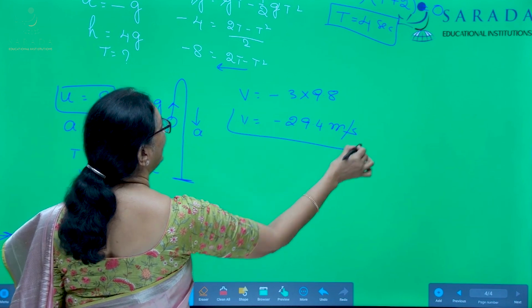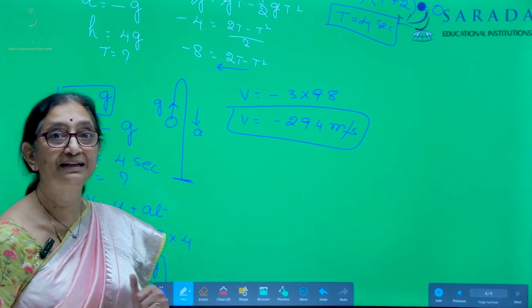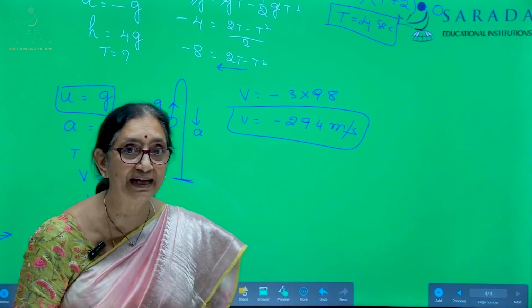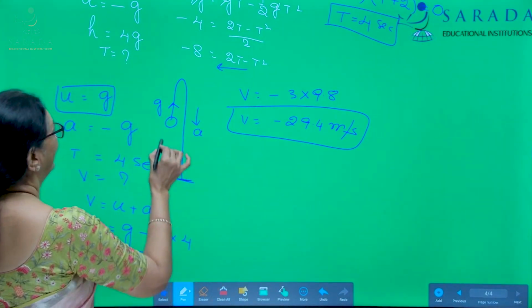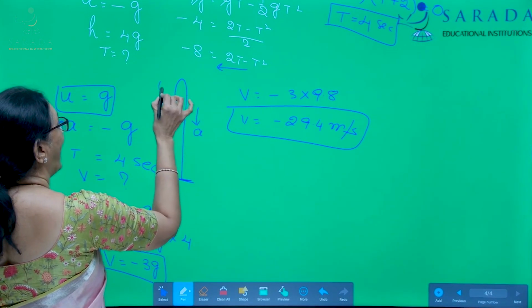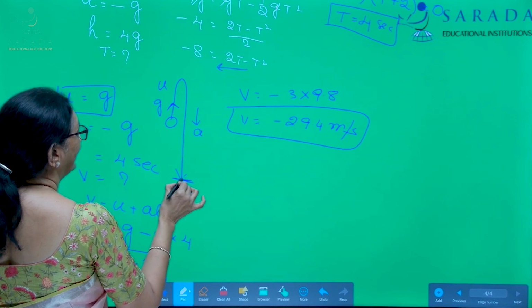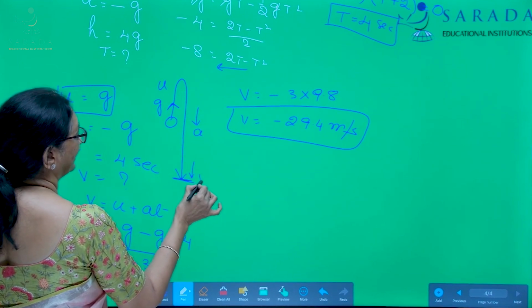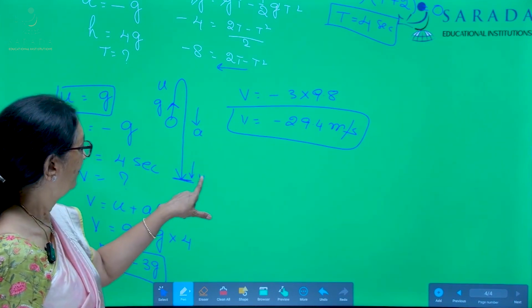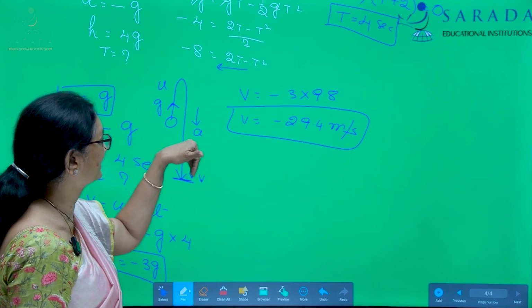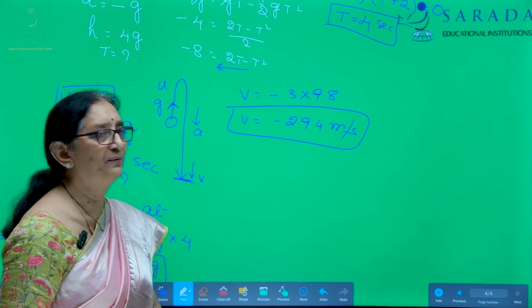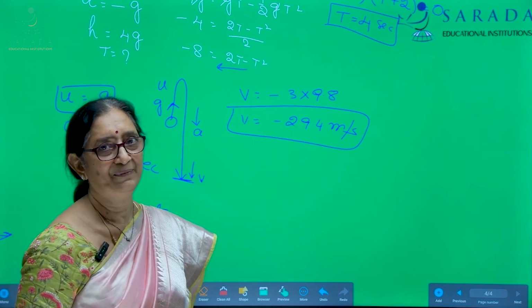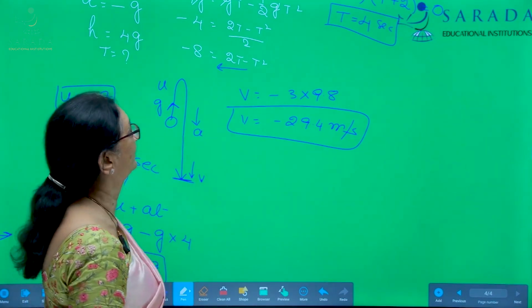We do not have any problem with the value, but why did we get a negative sign there for the velocity? It is just simple. Here you have projected the body up, but finally the body reached the ground in the downward direction. The final velocity direction is downwards, whereas the initial direction is upwards. That is why we got a negative sign. That is the second part of the question.